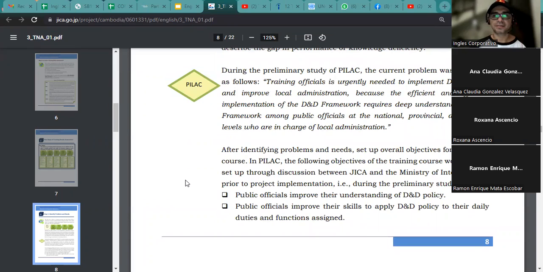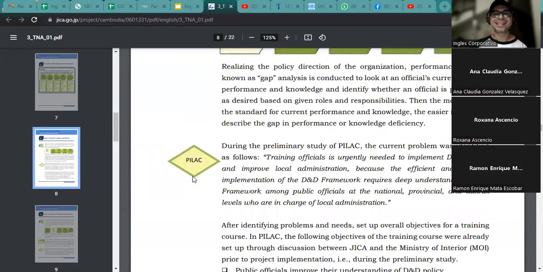After identifying problems and needs, set up overall objectives for training courses. In PILAC, the following objectives of the training courses were already set up through discussion between JICA and the Ministry of Interior, MOI, prior to project implementation, i.e. during the preliminary study. Public officials improve their understanding of the DAD policy. Public officials improve their skill to apply the DAD policy to their daily duties and functions assigned.